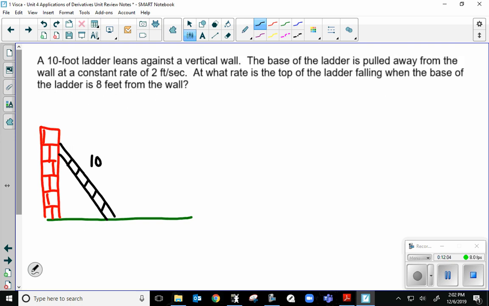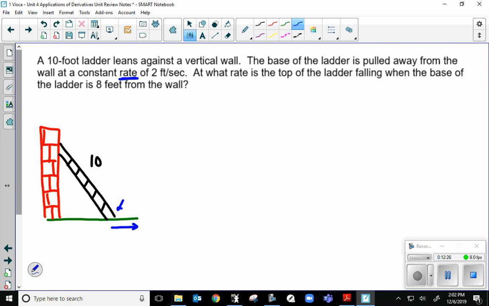The ladder is against the vertical wall. Good, that is perfect. The base of the ladder is pulled away from the wall at a constant rate of 2 feet per second. This is the base of the ladder right here. It is going to slide this way at a rate. That means that's a dr dt, a d whatever.